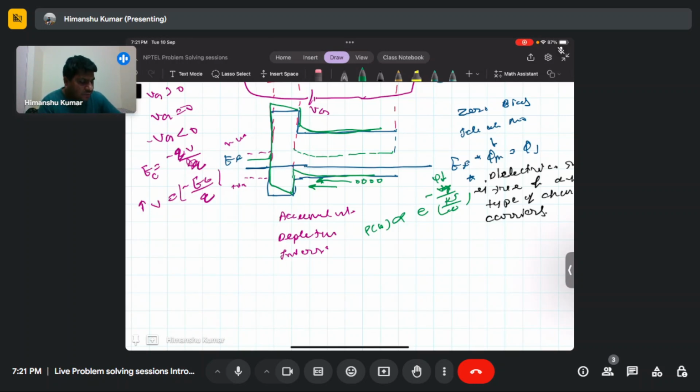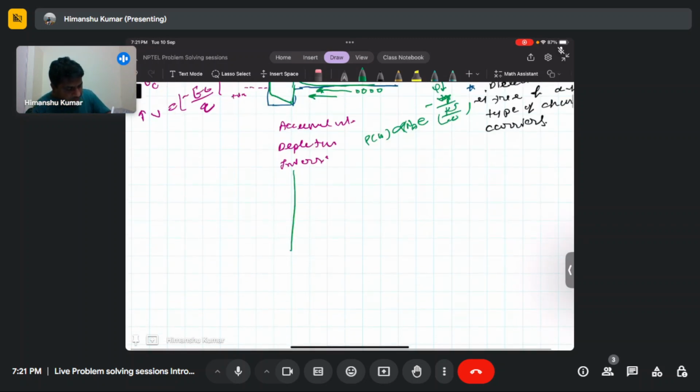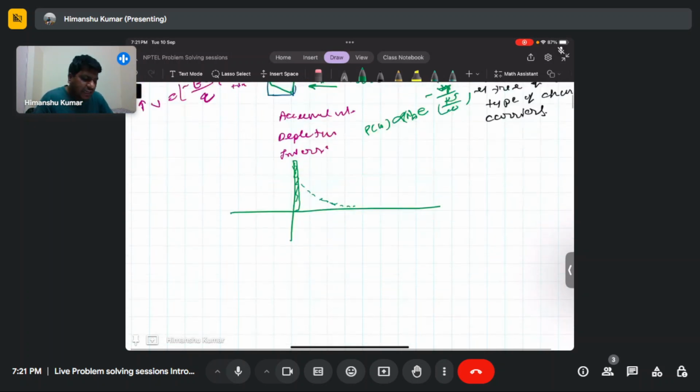So this will be proportional to N_A, the equilibrium hole concentration. If you plot the charge density, there will be a huge pile of charge here. In the linear scale there will be a sheet of charge here, and in the log scale it will look exponentially increasing, a sheet of charge. This is known as the accumulation.